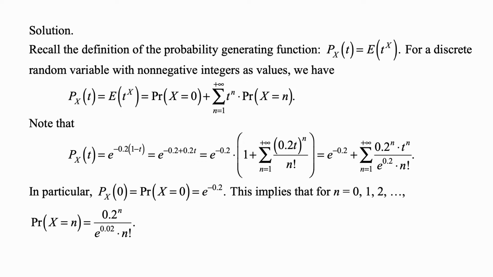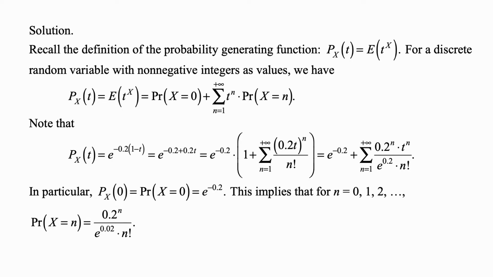In this problem, the probability generating function is e to the minus 0.2 times (1 minus t). That's the same as e to the minus 0.2 plus 0.2t, so it's e to the minus 0.2 times the sum from n equal 0 to plus infinity of (0.2t) to the power n over n factorial. So we can write this as e to the minus 0.2 plus the sum from n equal 1 to plus infinity of 0.2 to the nth times t to the nth over e to the 0.2 times n factorial.